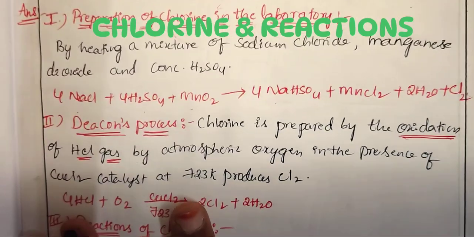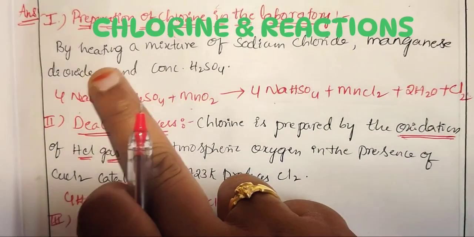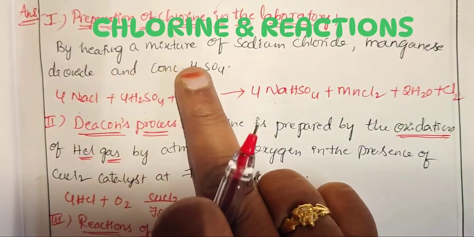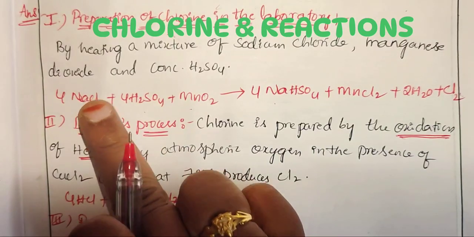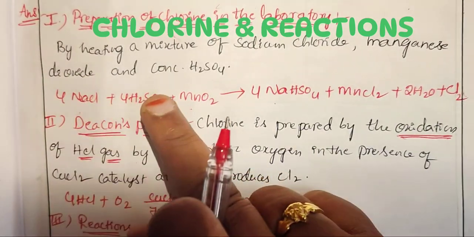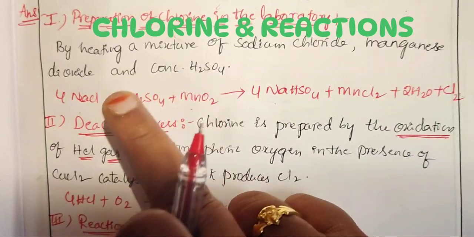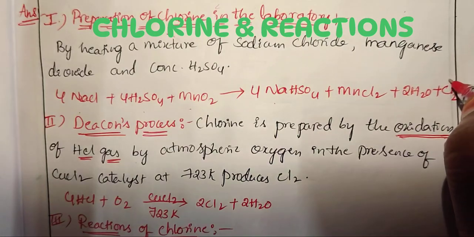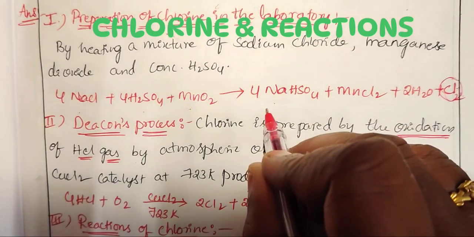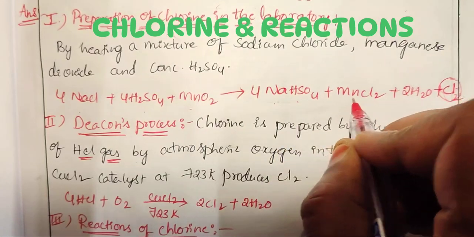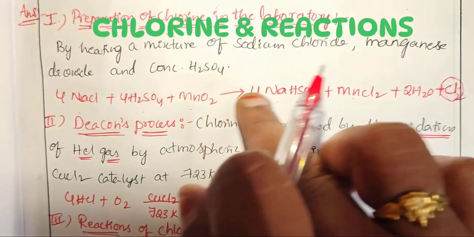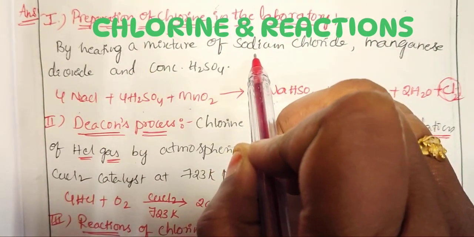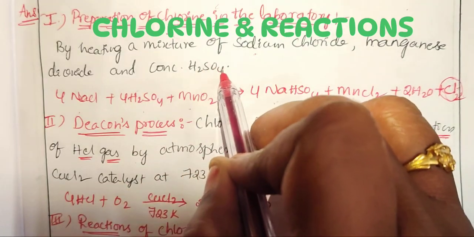So this is the major equation. Here, by heating a mixture of sodium chloride, manganese dioxide and concentrated H2SO4. If you heat sodium chloride NaCl, concentrated sulfuric acid H2SO4 and manganese dioxide, we can get our major product chlorine along with NaHSO4, MnCl2 and 2H2O. This is the laboratory preparation of chlorine. We have to heat the mixture of sodium chloride, manganese dioxide and concentrated H2SO4.